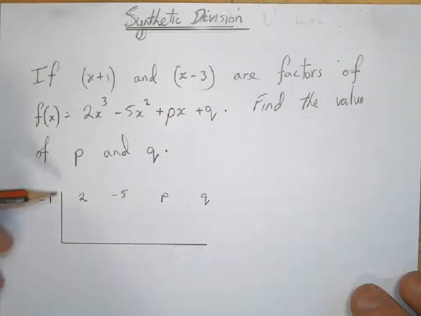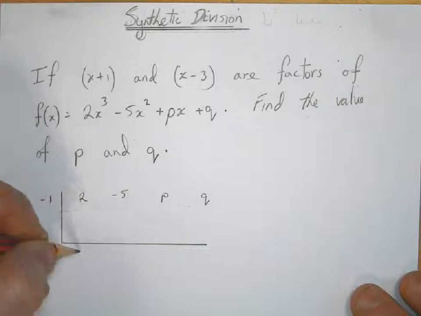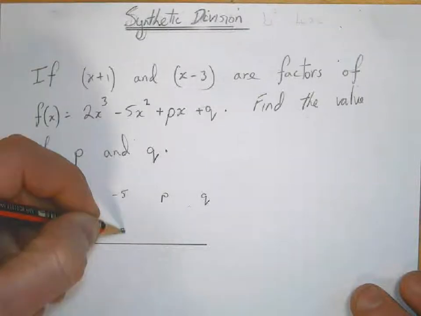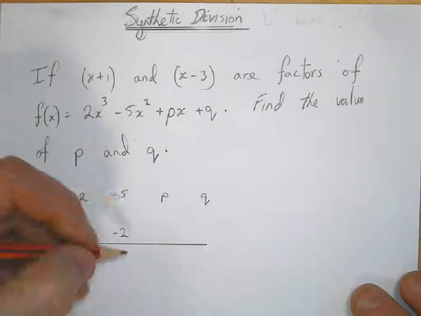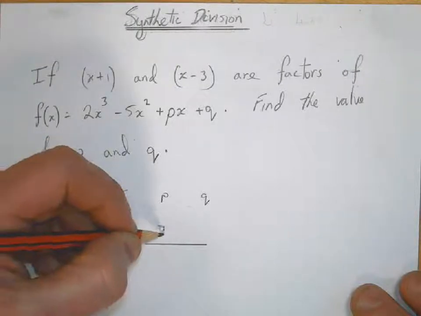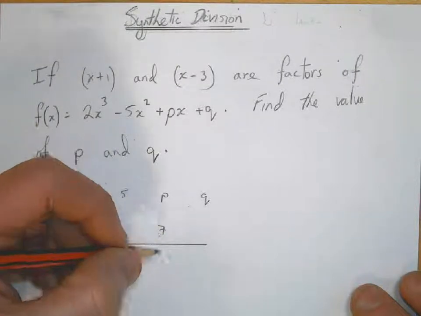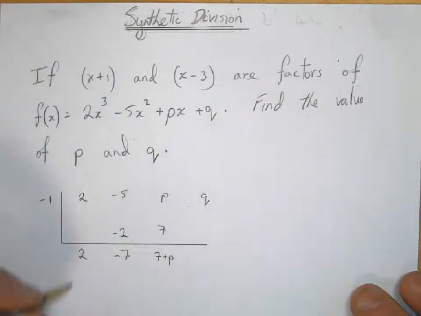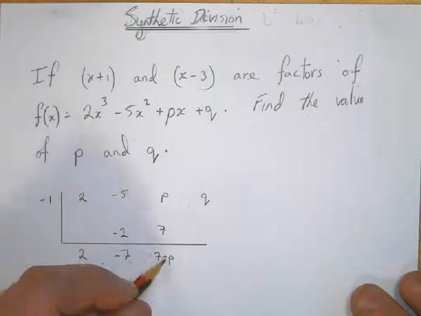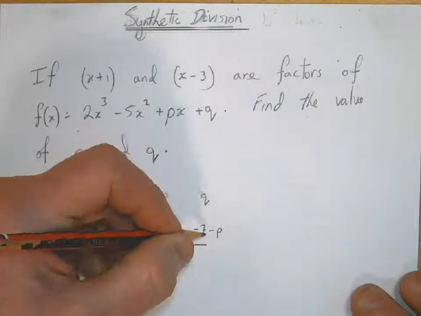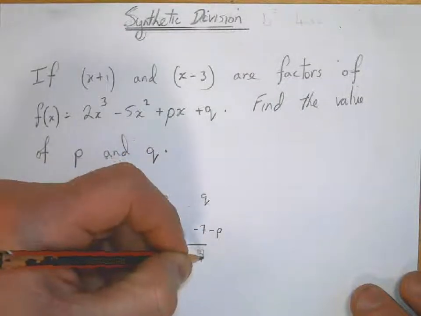So first of all, we bring the 2 down, and we start doing this synthetic division. Now we do minus 1 times 2 is minus 2. We add these two together. Minus 1 times minus 7 is 7. And now we add 7 and P together, which gives us 7 plus P. Then we multiply minus 1 times this, which will give us minus 7 minus P. And then we add these two together, which gives us minus 7 minus P plus Q.